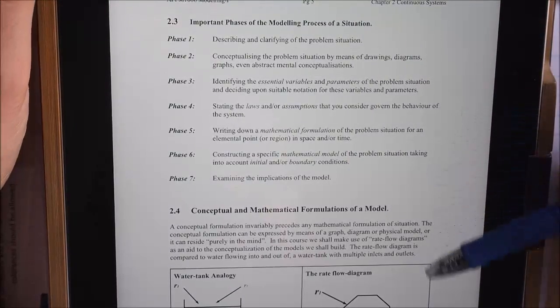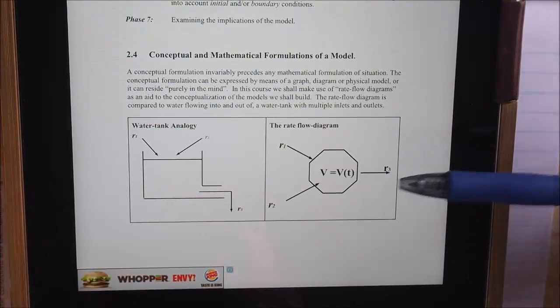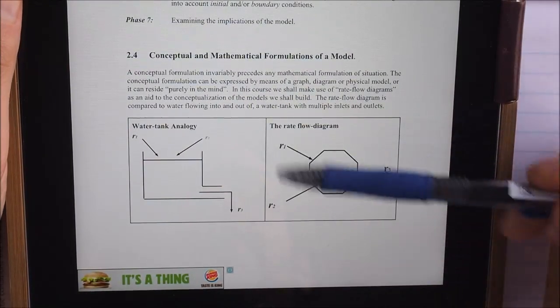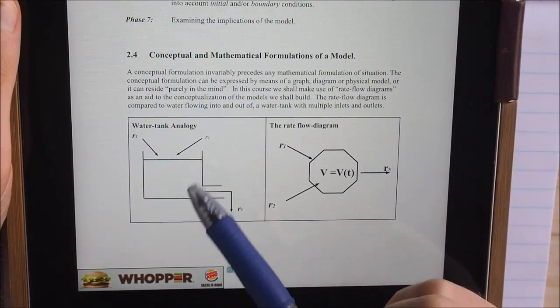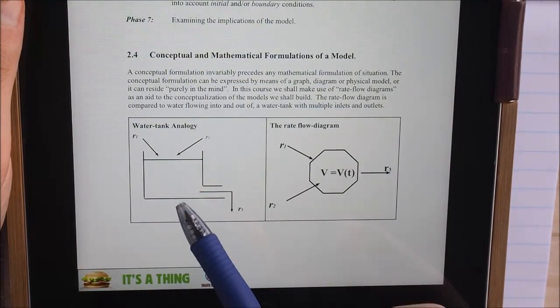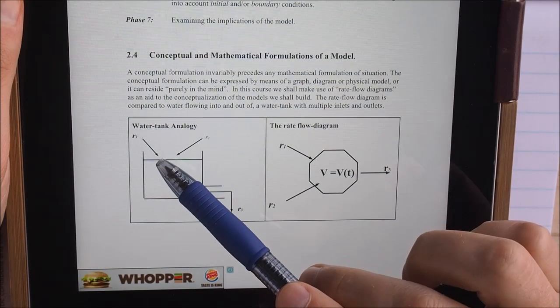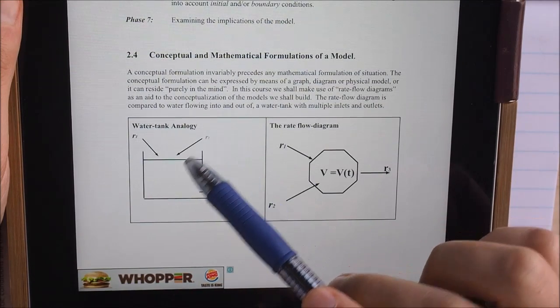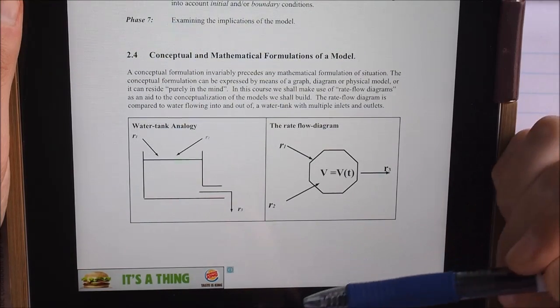Okay, so here's a nice analogy, or a nice diagram or way to think about things. We have a water tank, and the first question we're asking is, well, what are we modeling? We're modeling the volume of water in this tank. So we can see that there's a rate R1 of volume coming in, and a rate R2 of volume coming in, and there's a rate R3, a volume going out.